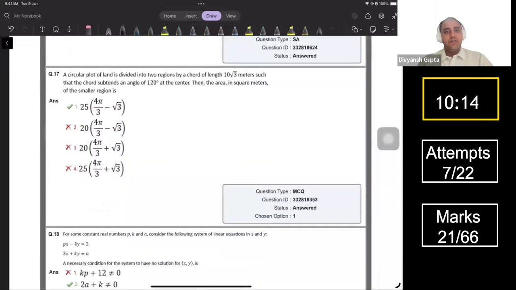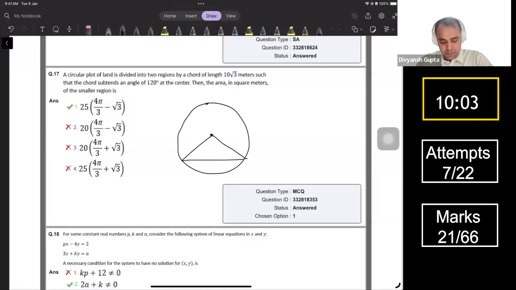A circular plot of land is divided by a chord. The chord subtends 120 degrees. It's a comfortable angle. I think I can go for this. This is 120 degrees. This length is 10 root 3. So for the radius r, this angle will be 30 degrees.